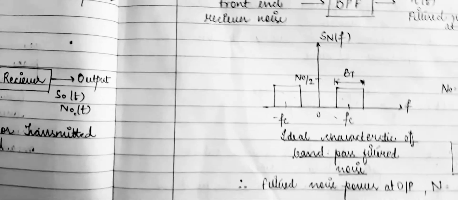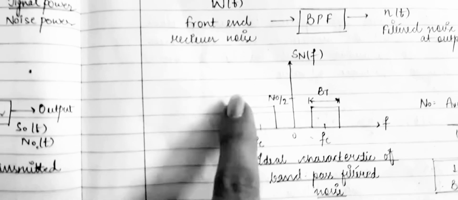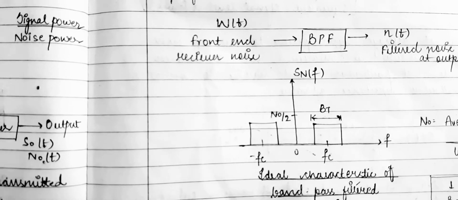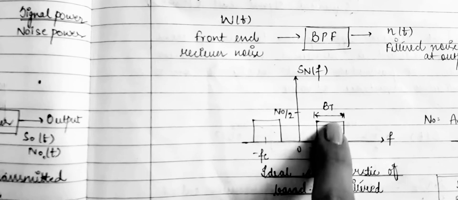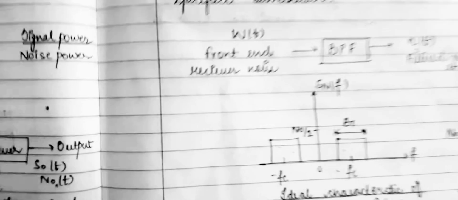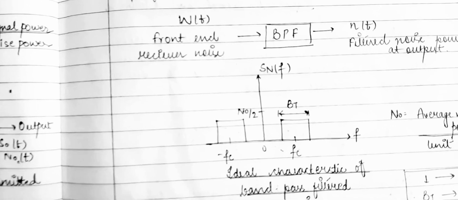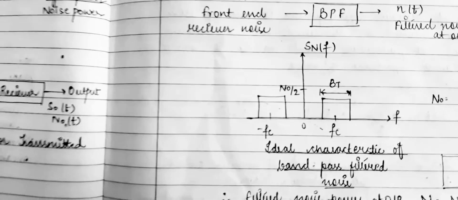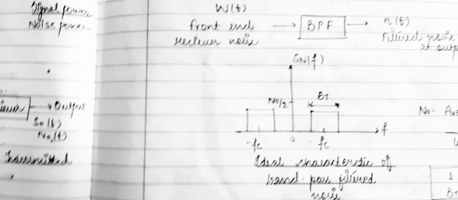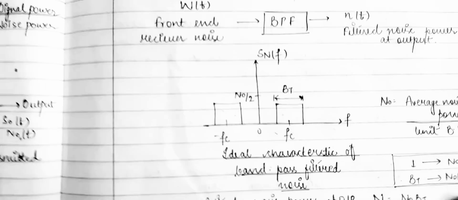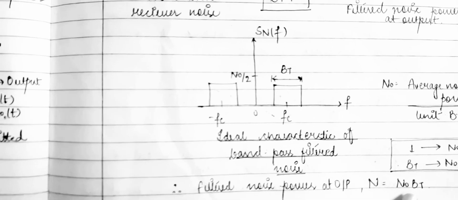So we can see the ideal characteristic of band pass filter noise. Here we can see that this is your band limited, your carrier frequency fc. With respect to your power, we have drawn the ideal characteristics with respect to your power spectral density and frequency. Here we have a carrier frequency that is band limited, denoted by BT, and the power spectral density is N0 by 2. Now here your N0 is the average noise power per unit bandwidth. So we can see that for one bandwidth, the average noise power is equal to N0, while for the transmission bandwidth, its value is given as N0 BT. So we can see that the filtered noise power at the output is N equals N0 BT.